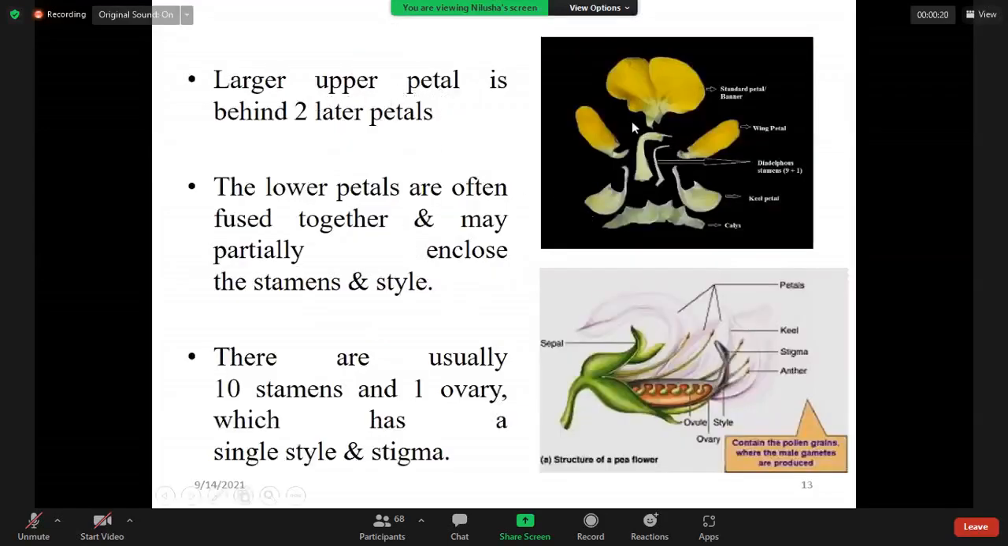Here you can see the larger upper petals, in yellow color. The larger petals we call banner petals, and the lower petals are often fused together. You can see the wing petals and one keel petal. This one is the keel petal, and this one is the wing petal.